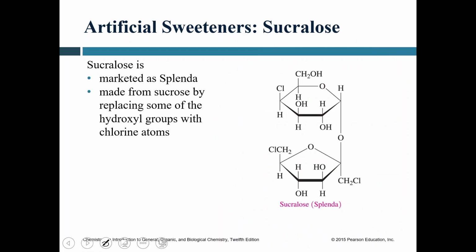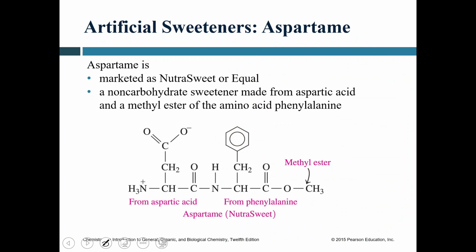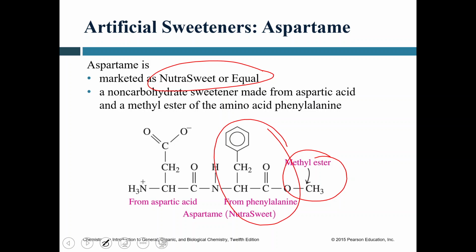Here's an example of sucralose, or Splenda. It is made from sucrose, and some of the hydroxyl groups are replaced with chlorine. You can see here and here. Aspartame, also known as NutraSweet or Equal, is a non-carbohydrate sweetener, made from aspartic acid and a methyl ester of phenylalanine.